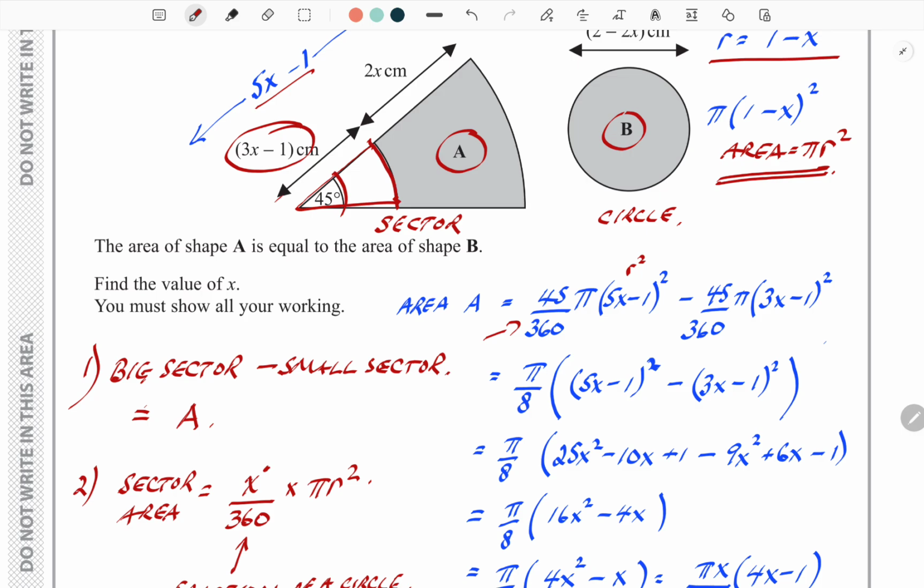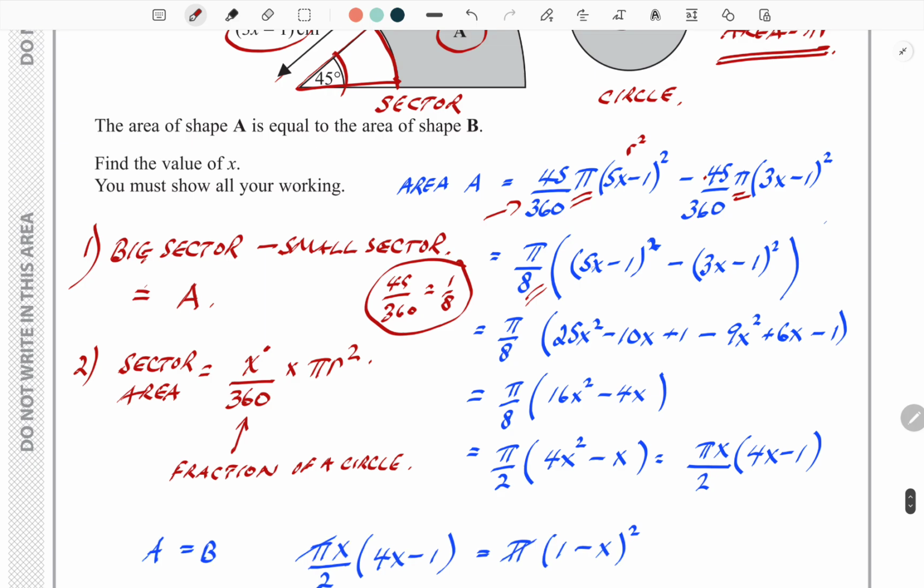All right. So this whole thing, I'm going to jump and simplify a little, because 45 over 360 is the same as 1/8. And there's a pi that's common to both of them, all right? So I'm going to factorize all of that external stuff out. So the 45 over 360 times pi in both of them, factorizing it out as just pi divided by 8, and then leave everything else inside the brackets, all right? So 5x minus 1 all squared minus 3x minus 1 all squared.